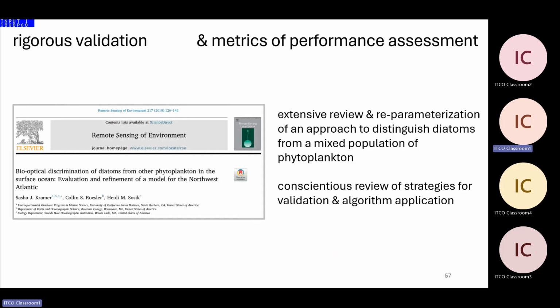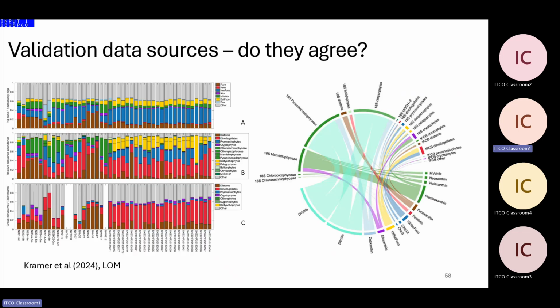Okay. Yes, there's been a recent review on this for phytoplankton. I won't spend too much time on that. And it is important to understand, this is another paper by Sasha, what data source you're using for validation, and do they agree? So for example, here at the top row is looking at diagnostic pigments or HPLC retrievals, and down the bottom you're looking at a DNA sequence.